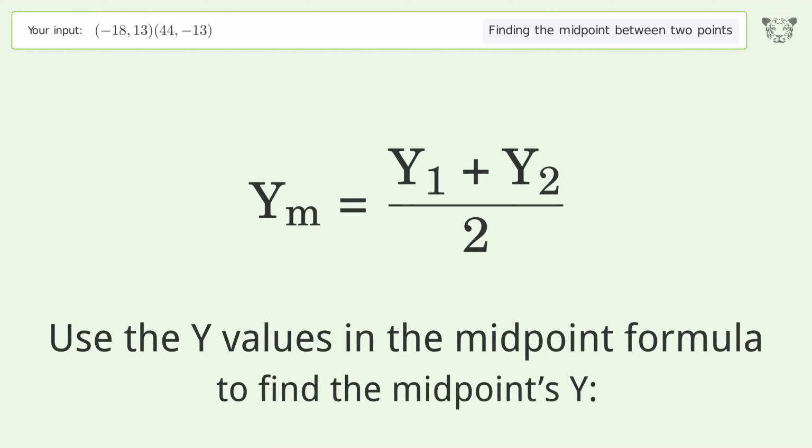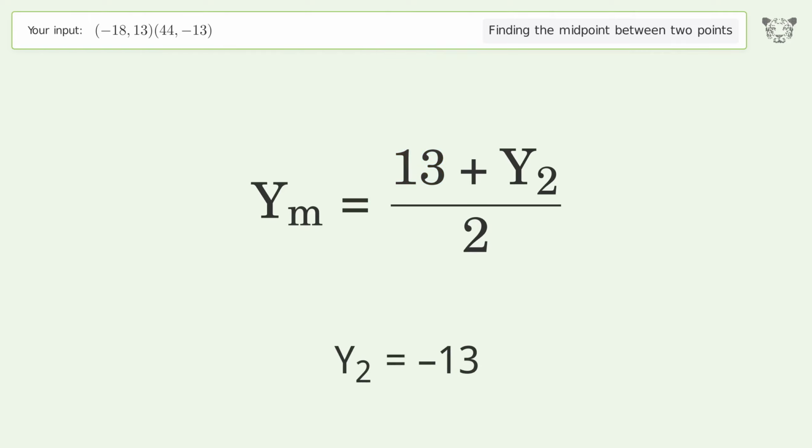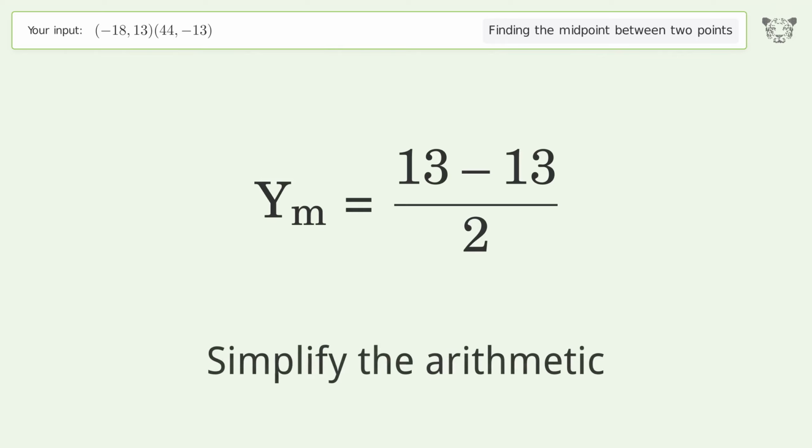Use the y values in the midpoint formula to find the midpoint's y. y1 equals 13. y2 equals -13. Simplify the arithmetic.